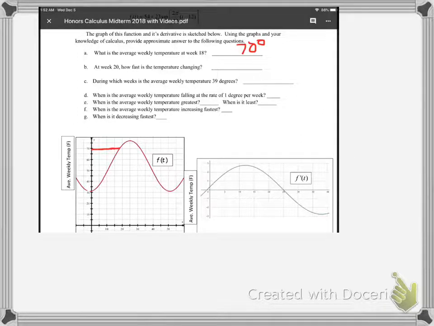Okay, next question. At week 20, how fast is the temperature changing? That is referring to the slope, or the first derivative. So find week 20, go up and go over, and it looks like positive 1.5 degrees per week, because it's a derivative, it's a slope, is the best answer there. Okay, next question. Let me just clean this up as I'm looking at it.